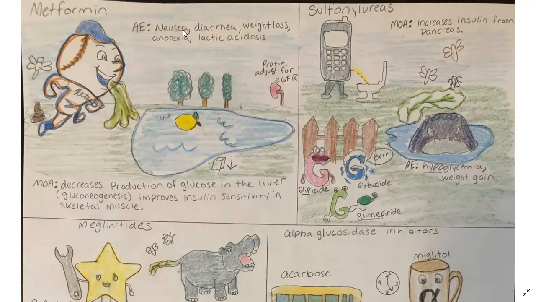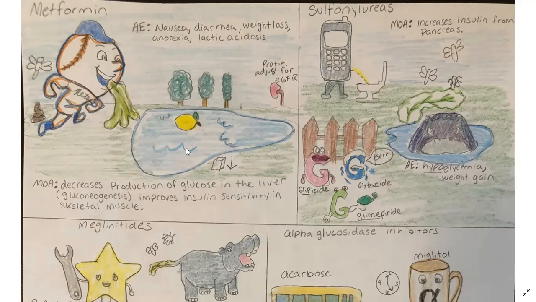Adverse effects are nausea. So he's kind of throwing up here, he's nauseous. Diarrhea, we have a poop symbol. Weight loss is shown here with these trees. So these trees are starting big, they're getting smaller, weight loss. Anorexia is not really shown, but that can kind of go with weight loss. And then lactic acidosis. So again, this liver is a lake with a lemon in it. Lemons are acidic.